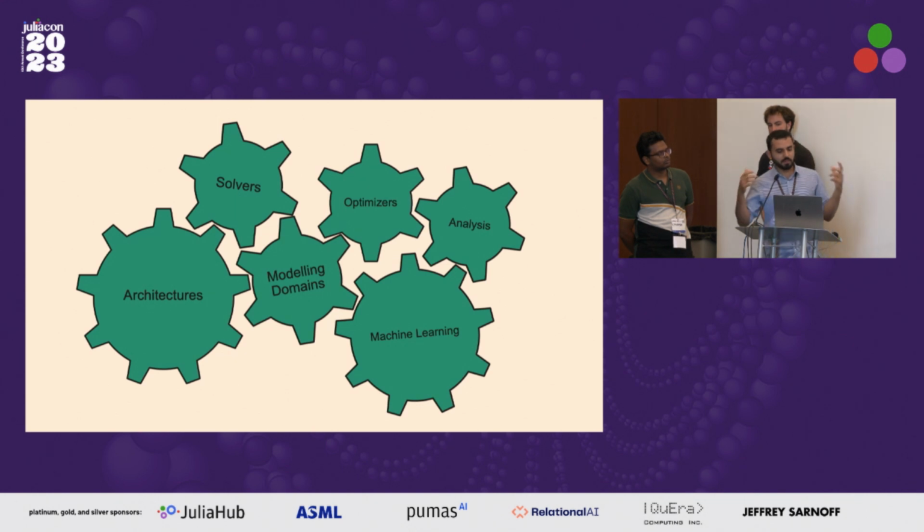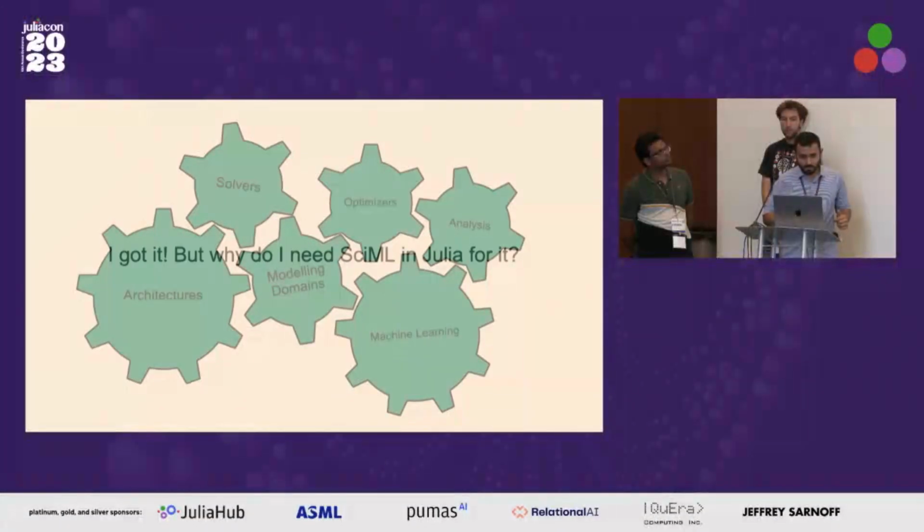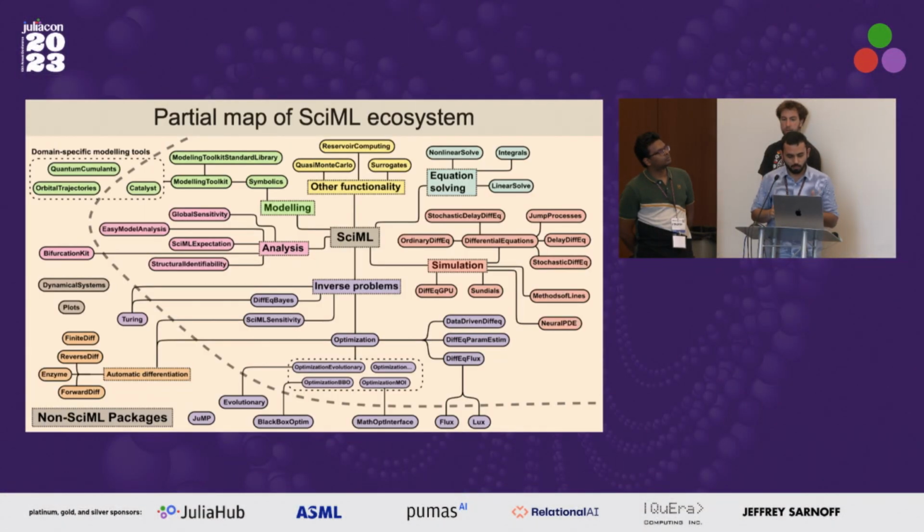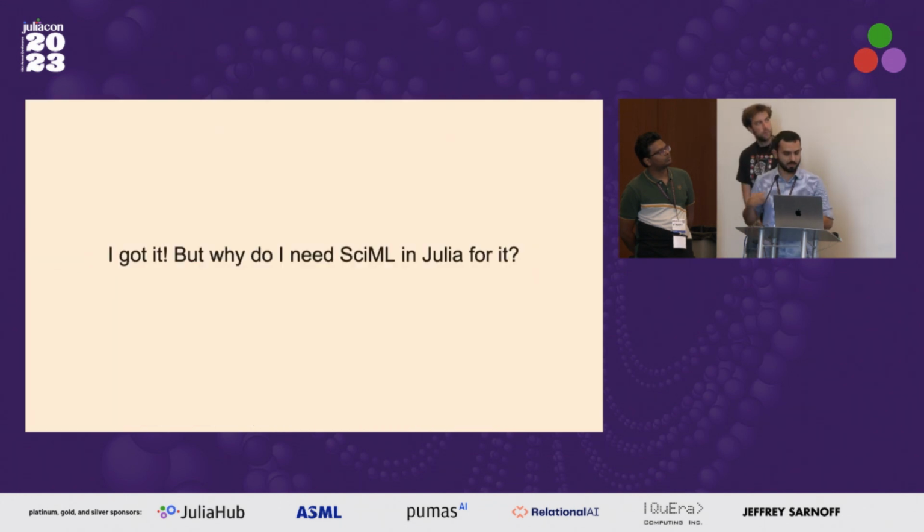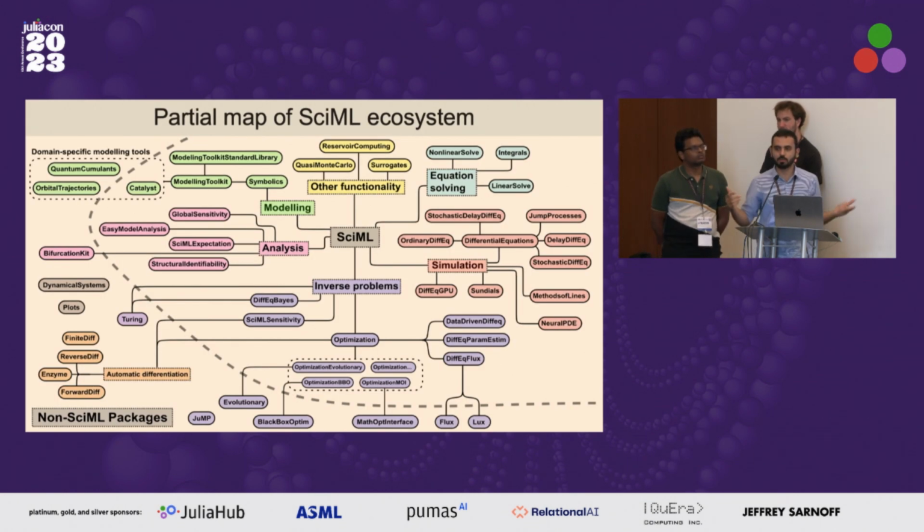So all of these things have to work together with an interface that works together. It can't be that a user has to go and learn each of those separately, that's too much of a learning curve. So why is Julia and why is SciML specifically suited for it? That's because we have all of those.